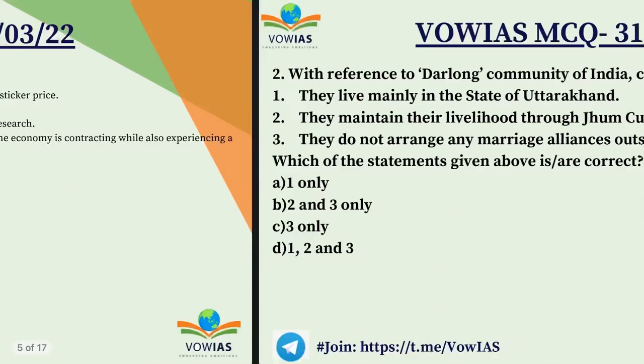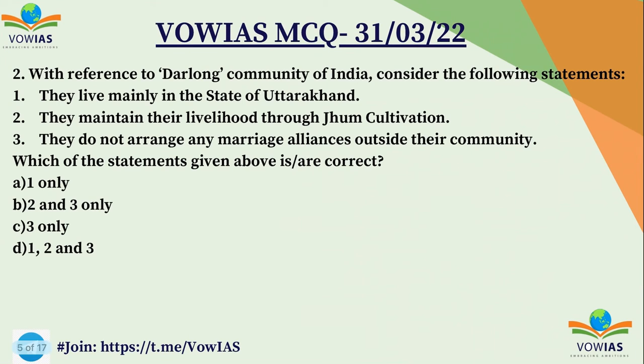Now let's move on to the second question. With reference to the Darwin Community of India, consider the following statements. First one, they live mainly in the state of Uttarakhand. Second one, they maintain their livelihood through jhum cultivation. Third one, they do not arrange any marriage alliances outside their community. We have to choose the correct option. A 1 only, B 2 and 3, C 3 only and D 1, 2 and 3. The correct option is B, 2 and 3.